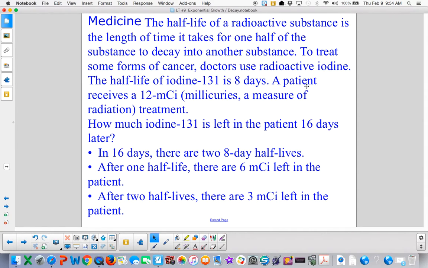To treat some forms of cancer, doctors use radioactive iodine. The half-life of iodine is 8 days. The patient receives 12 millicuries of treatment. How much iodine 131 is left after 16 days? So after 16 days, there are two 8-day half-lives. After one half-life, there would be 6 millicuries left. After two half-lives, there are 3 millicuries left. That's sort of your thought process with how you would look at half-life.